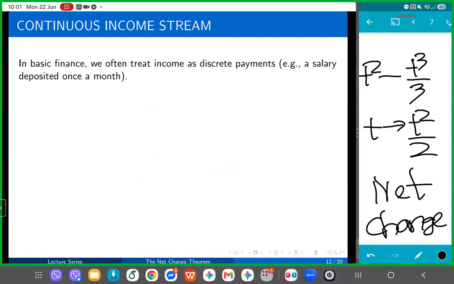Actually, this one is on net change, but it is under module 3. So you might think that this one is a different application really, but it still uses the principle of the fundamental theorem of calculus. So what is a continuous income stream?